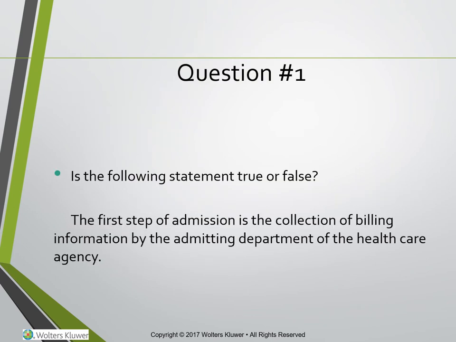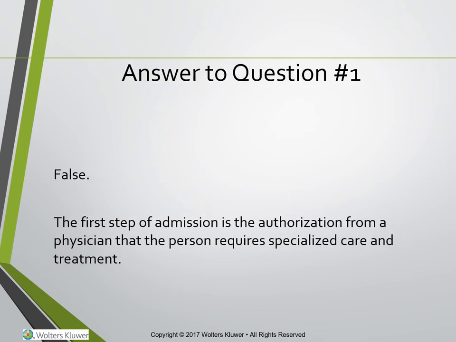Is the following statement true or false? The first step of admission is the collection of billing information by the admitting department of the healthcare agency. This is incorrect. The first step of admission is the authorization from a physician that the person requires specialized care and treatment.